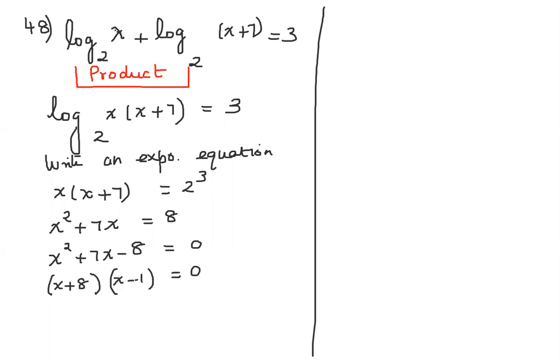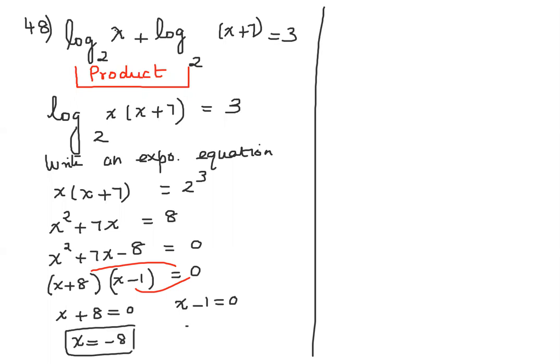So when we factor this, we get positive 8 and minus 1. And we have to set each one equal to 0. So x plus 8 is 0 or x minus 1 is 0, and get the x by itself. So we get x equals -8 and x equals 1.